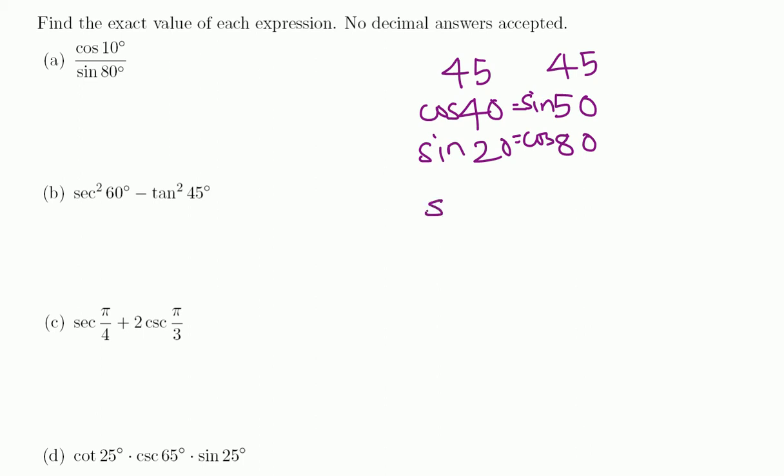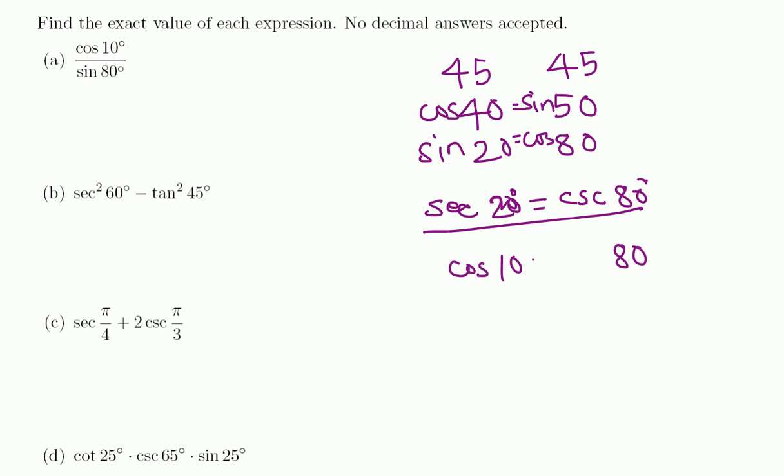Or we can have secant of 20 and 80, because 20 and 80 are complementary angles. Secant, cosecant, okay? They'll have the same value. So 10 and 80, look, 10 plus 80 is 90 degrees. So these are complementary angles. So cosine of 10 is same as sine of 80. Or sine of 10 is same as cosine of 80. So in our case, cosine 10 and sine 80 will have the same value.